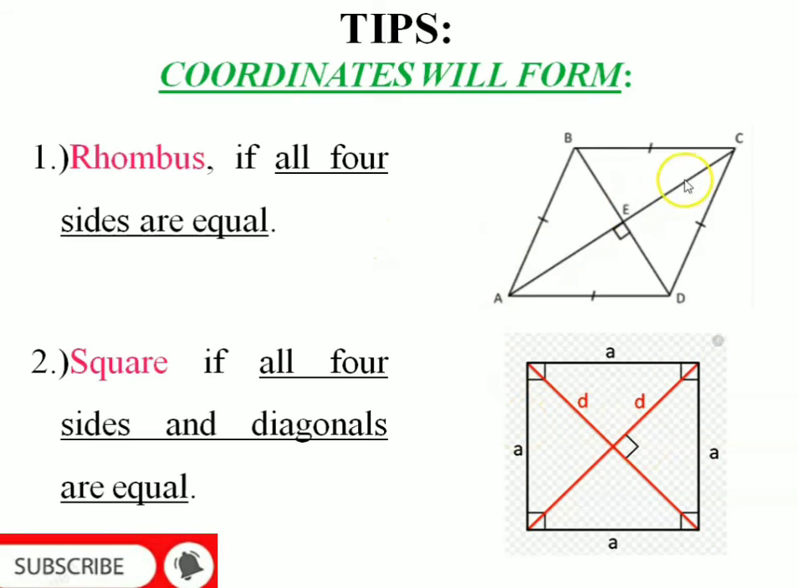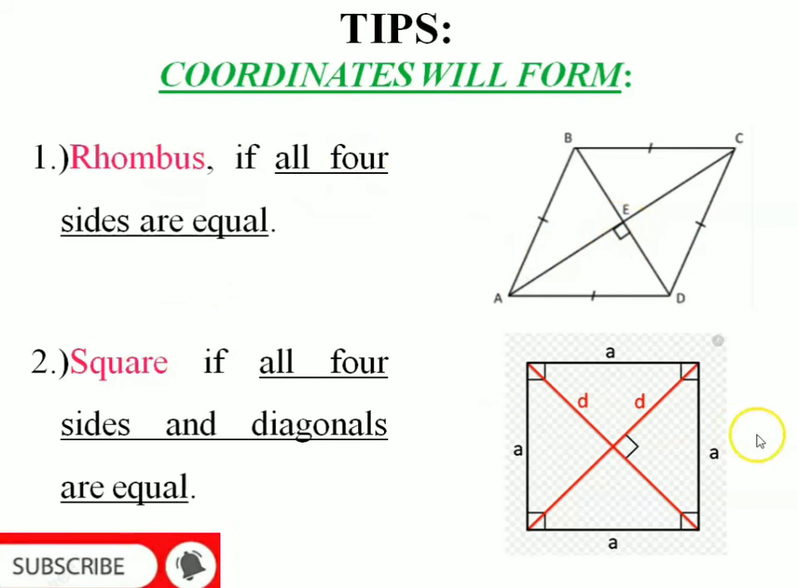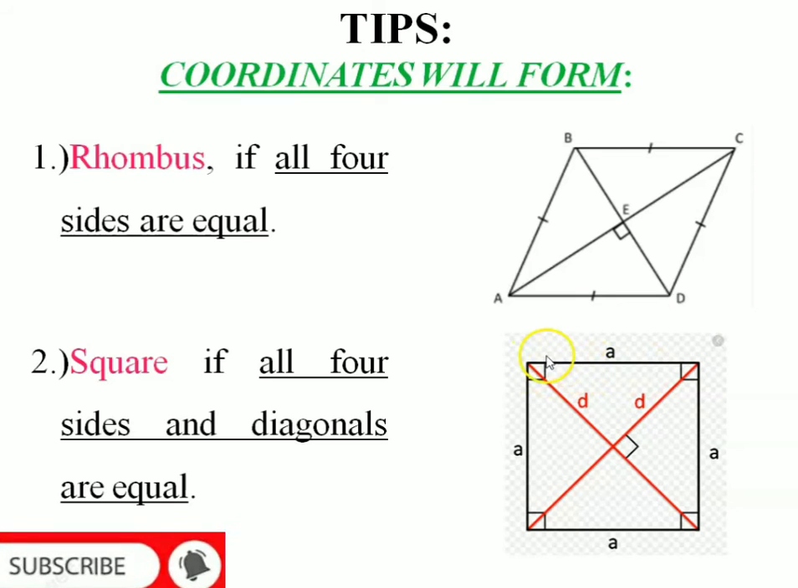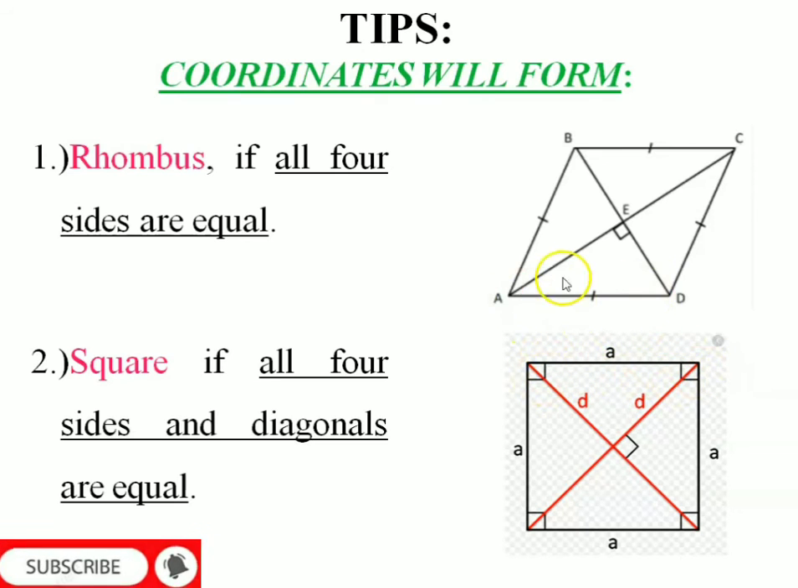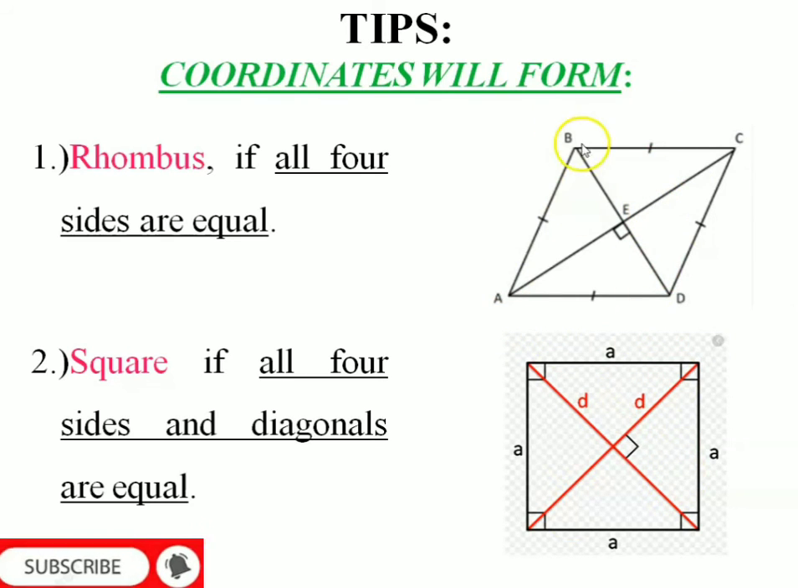And one more condition is that the diagonals bisect each other perpendicularly in the case of a rhombus, and in the case of a square also the diagonals bisect each other perpendicularly. We know that all the sides of a square are perpendicular to each other, but in the case of a rhombus the sides are not perpendicular to each other. That is the main difference between the rhombus and a square. The sides AB and CD are parallel to each other, but they are not at 90 degrees, whereas in a square they are perpendicular, that is 90 degrees. And here the diagonals are equal, while in a rhombus the diagonals are not equal.